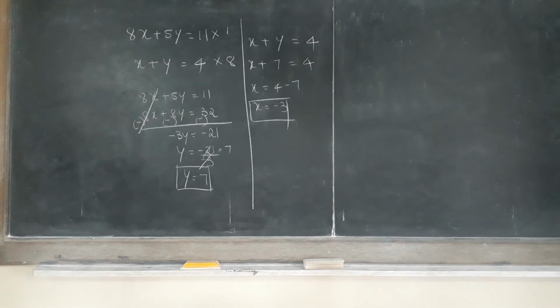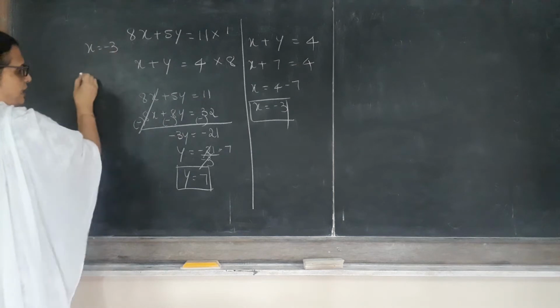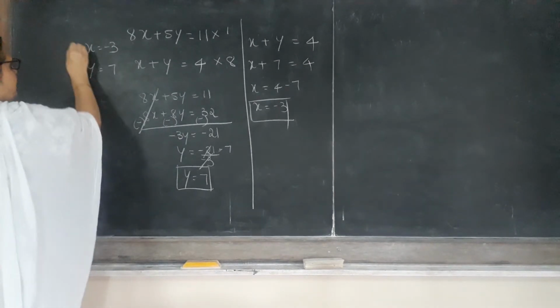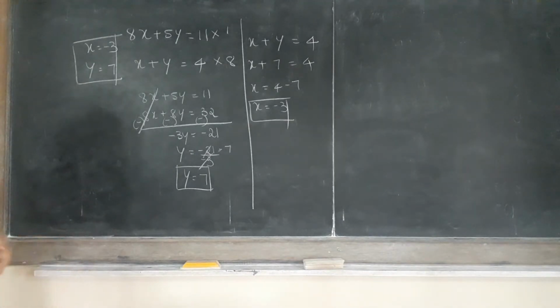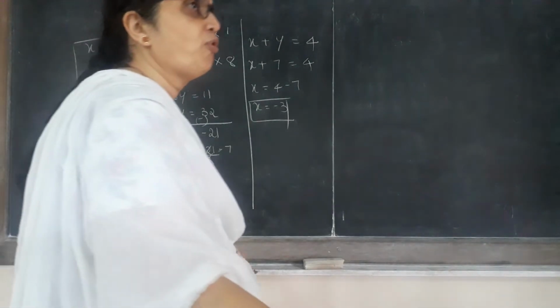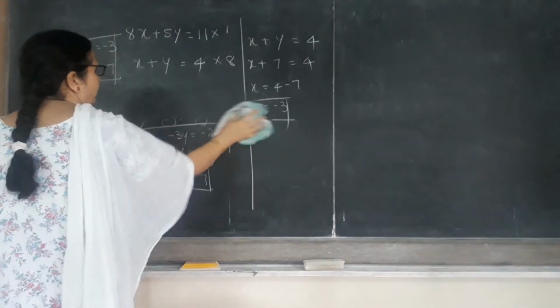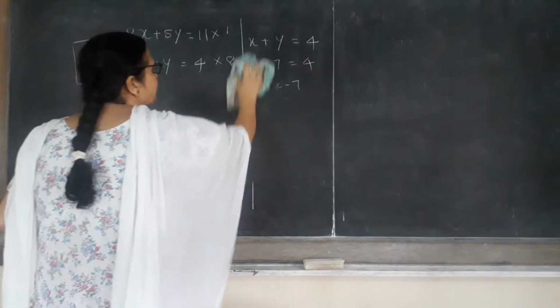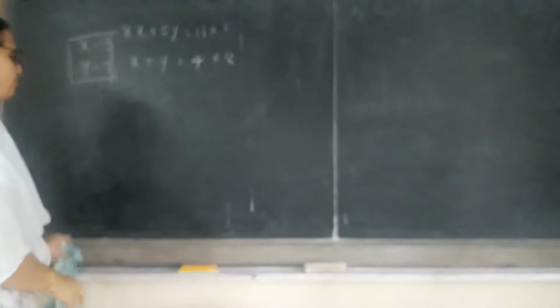And the same sum, if I do it by the substitution method, you should get the same answer. So what should be the value of x? x should be equal to minus 3, y is equal to 7. This value we have to get by the substitution method, because tomorrow I start one more new method, the cross multiplication method. Now we will see whether by substitution we get the same.